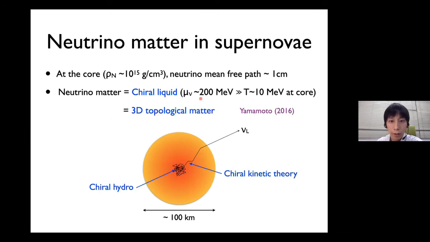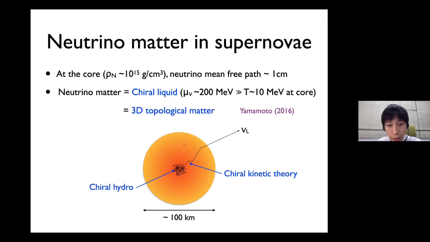According to the near beta equilibrium condition and also the charge neutrality condition, one can estimate the chemical potential of neutrinos at the core of supernovae to be roughly the nuclear scale, 200 MeV. And the maximal temperature of a supernova explosion is roughly a few 10 MeV, so that neutrinos are mildly Fermi degenerate at the core of supernovae. And as far as I know, this is the only place where condensed matter physics of neutrinos can be relevant in the universe.